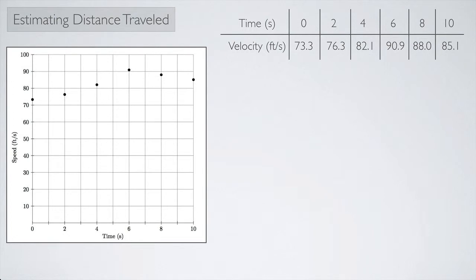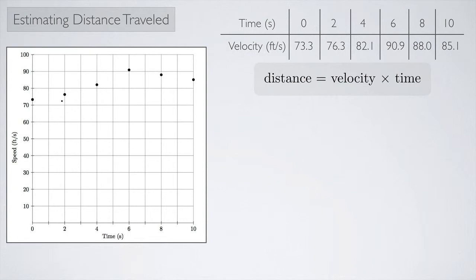And I want to try and estimate the distance traveled because it's going to be kind of hard to get an exact answer. I don't know what happened in between the sampling points. But maybe I can use an estimate here. So I want to use this formula, distance equals velocity times time, but I can only use that if I have a constant velocity.